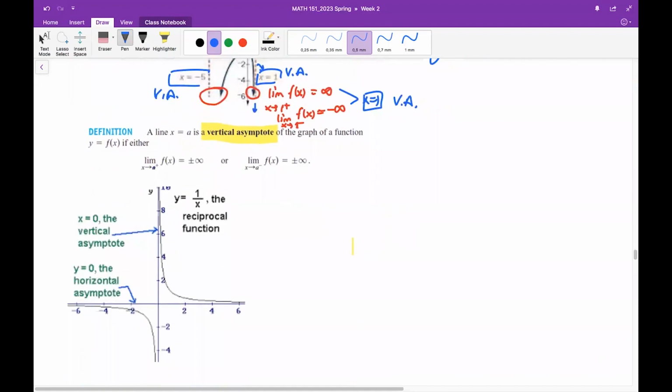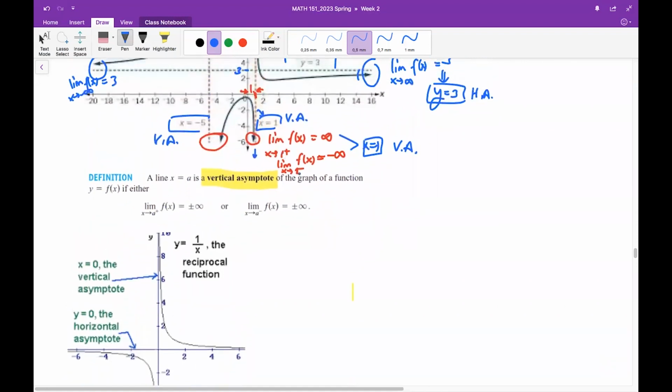As x goes to some finite number, we used 1 in this particular example, from left, from right, if the limit becomes plus or minus infinity, then you call this vertical line x equals a the vertical asymptote. Okay, x equals a is a vertical asymptote if one of these cases happens. If the limit around that number from right or from left appears to be plus or minus infinity, you call this vertical line a vertical asymptote.